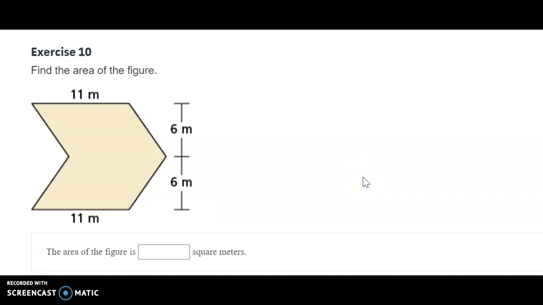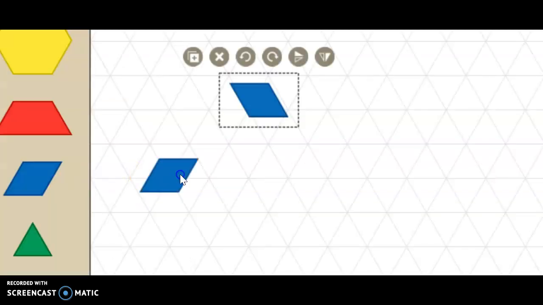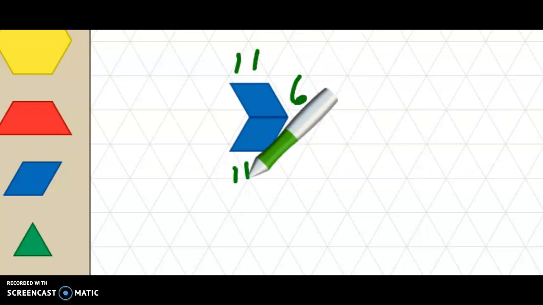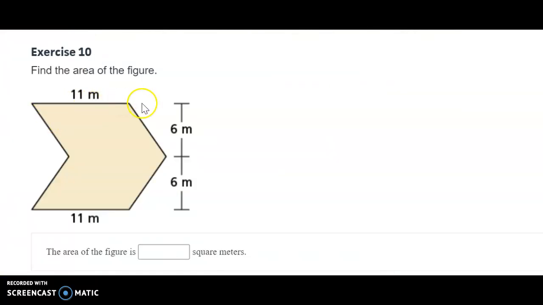Okay, so exercise 10 looks daunting, and we look at this and we go, what do I do? Well, if I look at it really closely, I can almost divide a line right there, and I can see that this is the equivalent of a parallelogram. Let's take a look at a parallelogram and see what I'm saying. So here's the shape that I'm looking at, and our base or our length is 11 and our height is 6. So I'm going to go back and double check. Here's our base, it's 11, and here is our height, and it's 6.